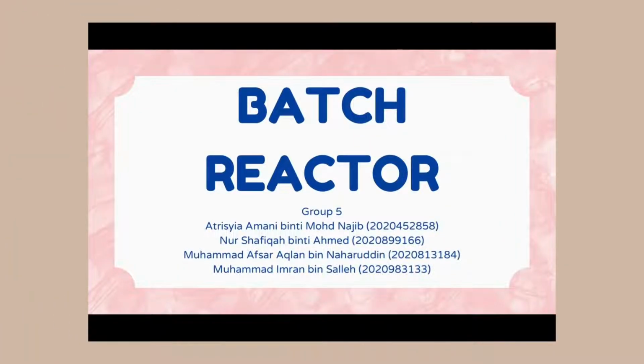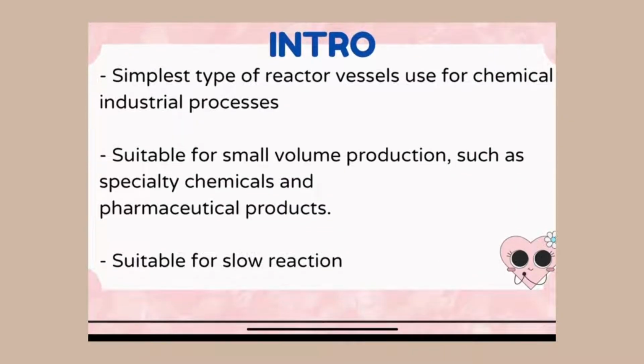Okay, now we're going to learn about the batch reactor. So what is actually a batch reactor? A batch reactor is the simplest type of reactor vessel used for chemical or industrial processes, and it is very suitable for small volume and also expensive production, such as specialty chemicals and pharmaceutical products. And a batch reactor is suitable for slow reactions.